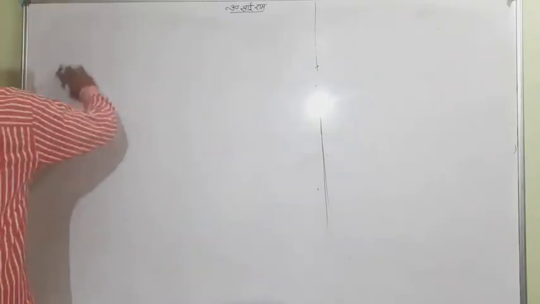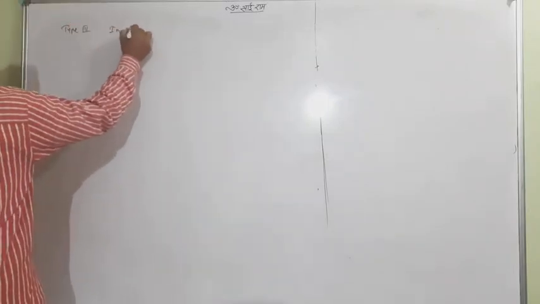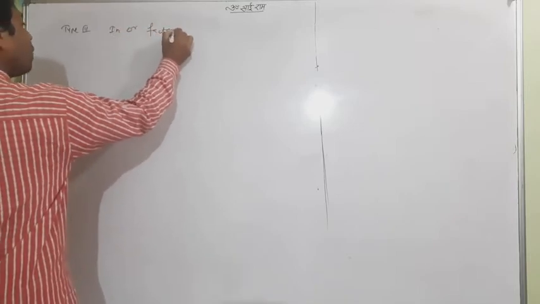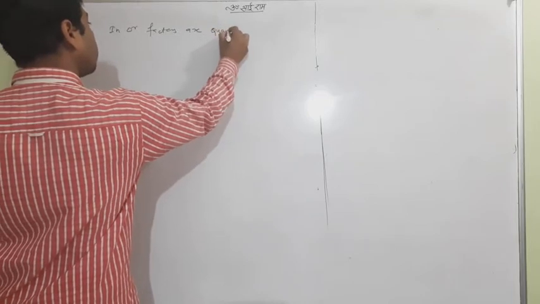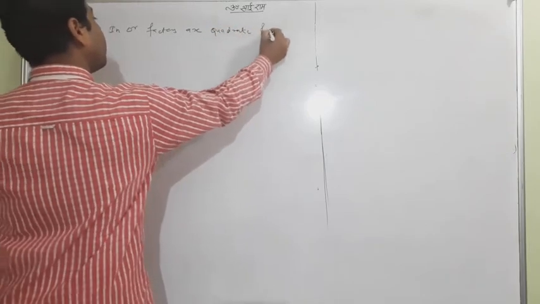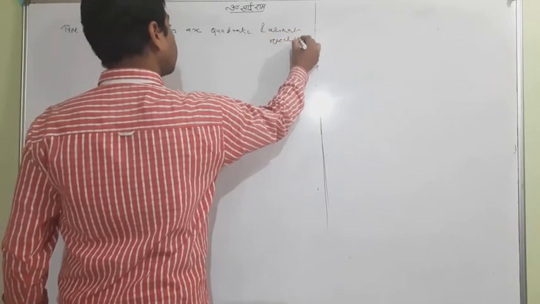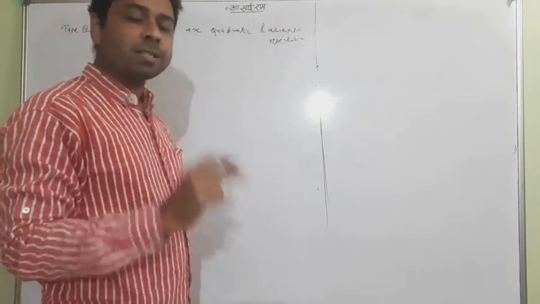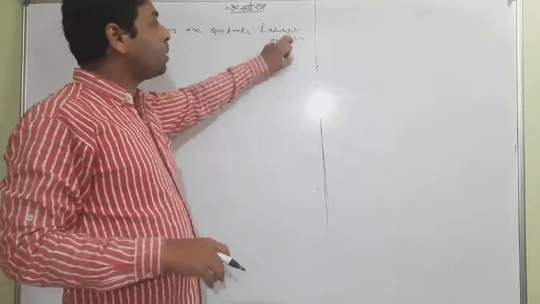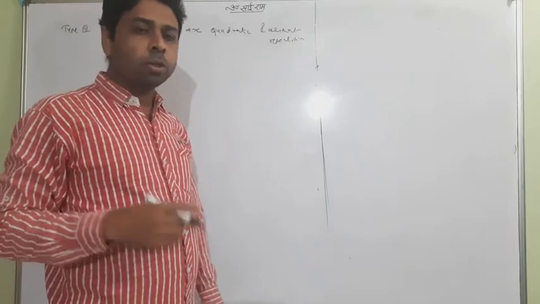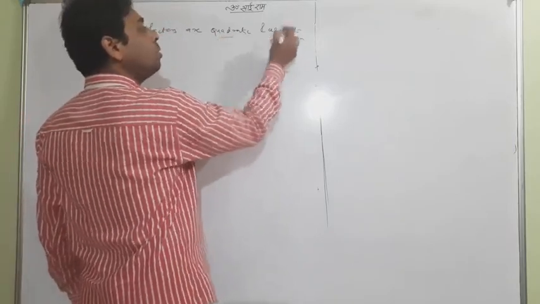Type third. In the denominator, factors are quadratic and without repetition. This is the last type, students. This is quadratic and without repetition. Quadratic with repetition is not in your syllabus, in your book, so I won't discuss that. So quadratic and without repetition.